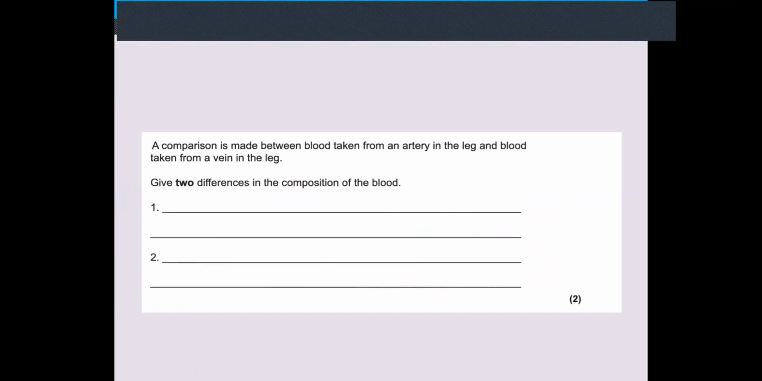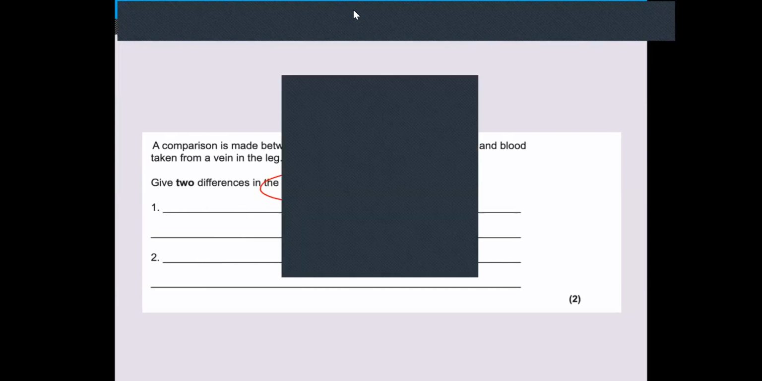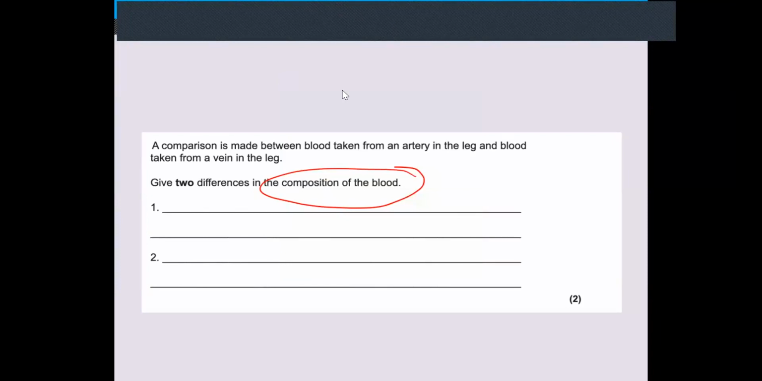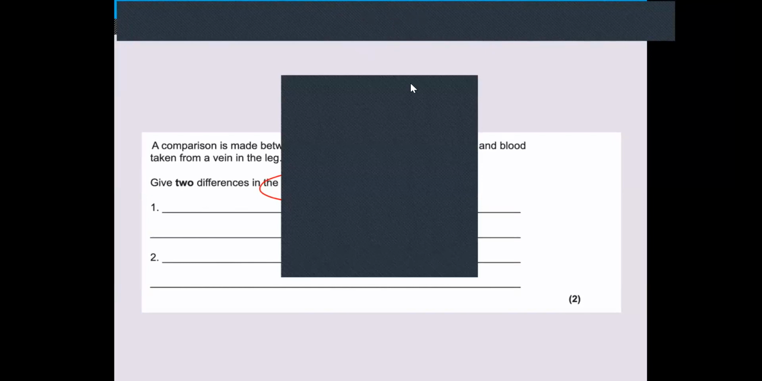A comparison is made between blood taken from an artery in the leg and blood taken from a vein in the leg. Give 2 differences in the composition of the blood. Take care and read the question to the last part. In the composition of the blood. It's not a matter of having pathogens or not, Rakan. The idea is the composition of the blood in the artery and in the vein. It has more oxygen, more carbon dioxide, oxygenated, deoxygenated. This is the idea.